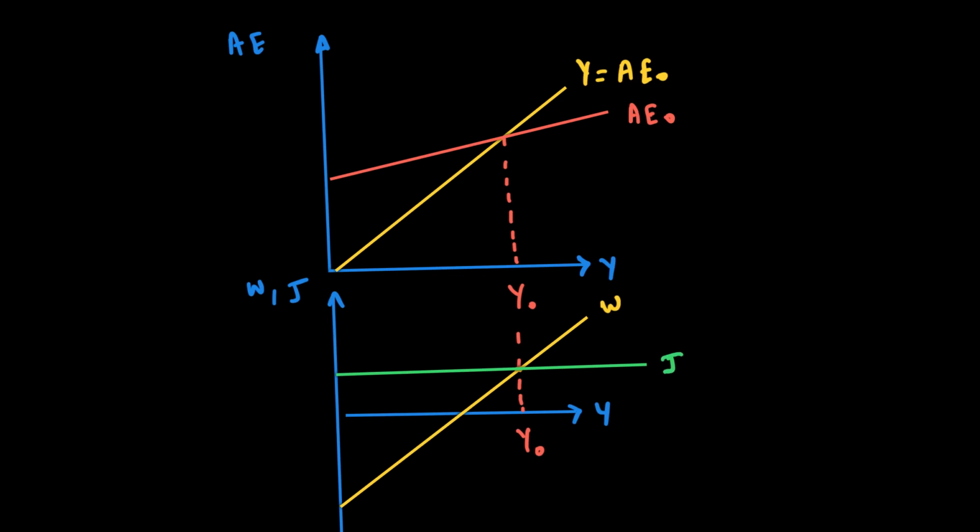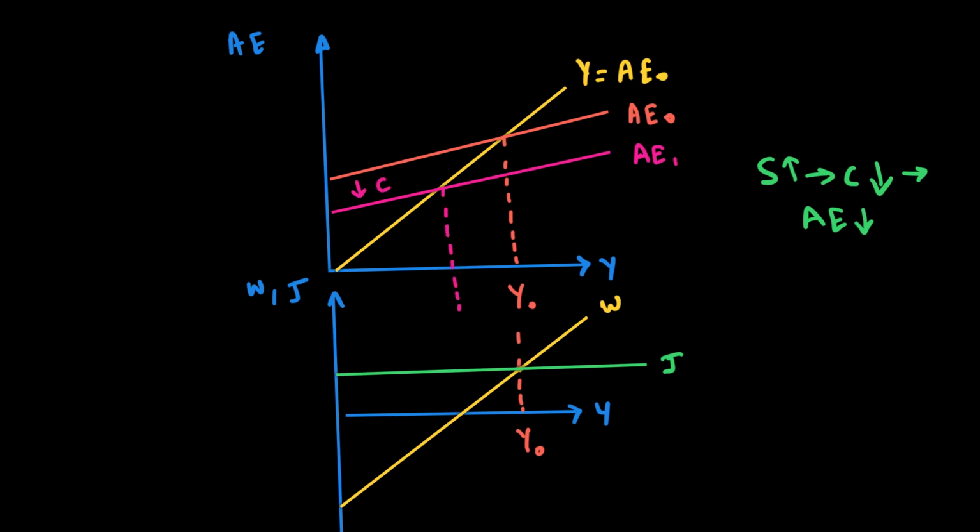We are at Y naught, we haven't started saving. Now let's say savings begin, or people start to save more. When saving goes up, consumption will fall. So the first thing that will happen is when the consumption goes down, AE falls. So I will make my AE fall to, for example, AE1, and this fall in AE is happening because consumption is going down.